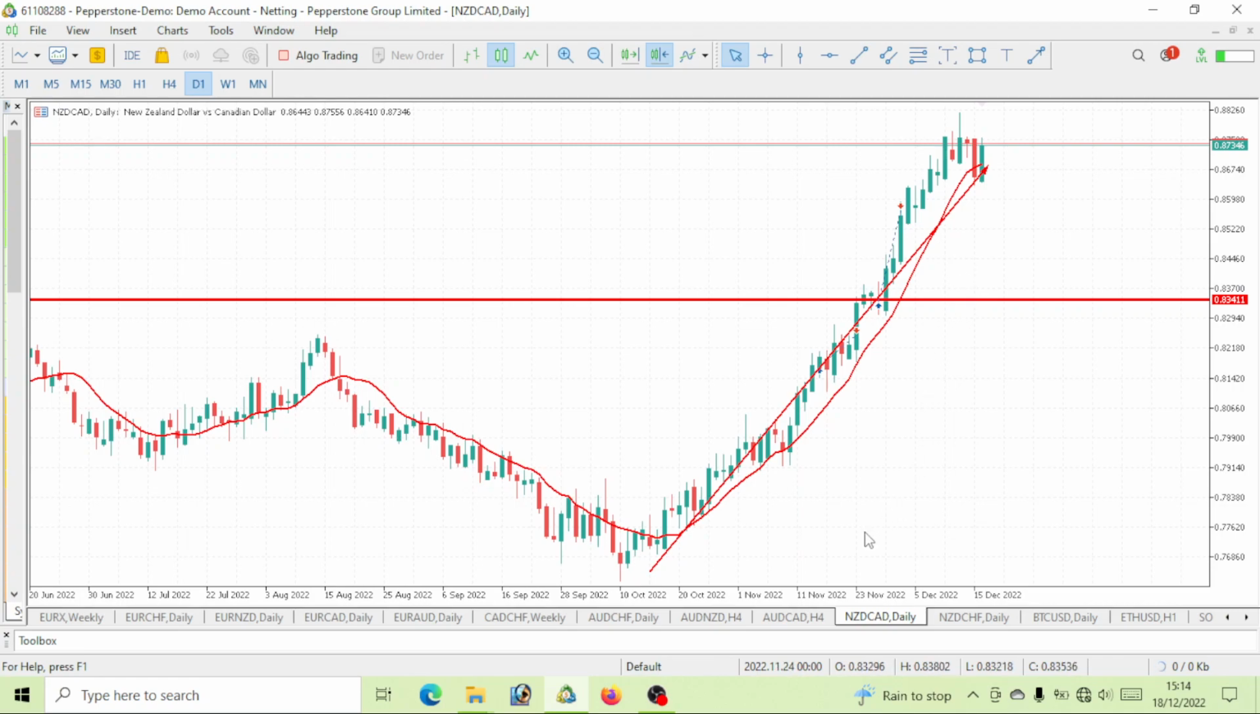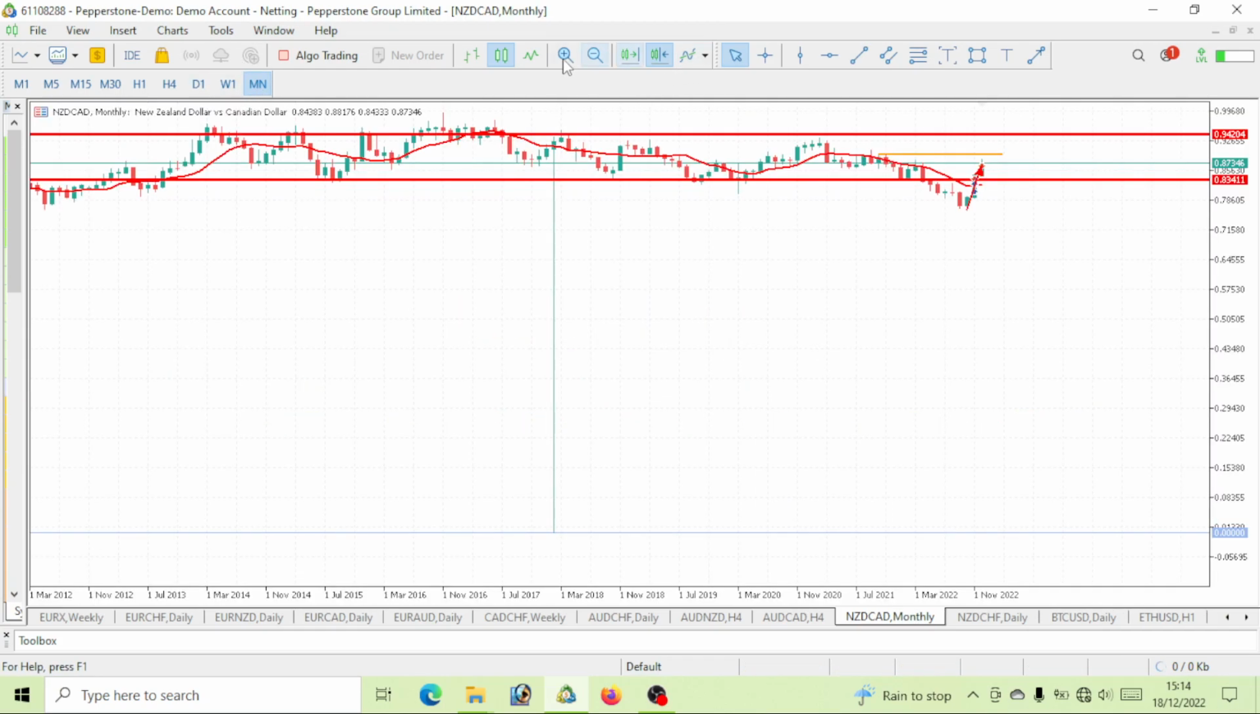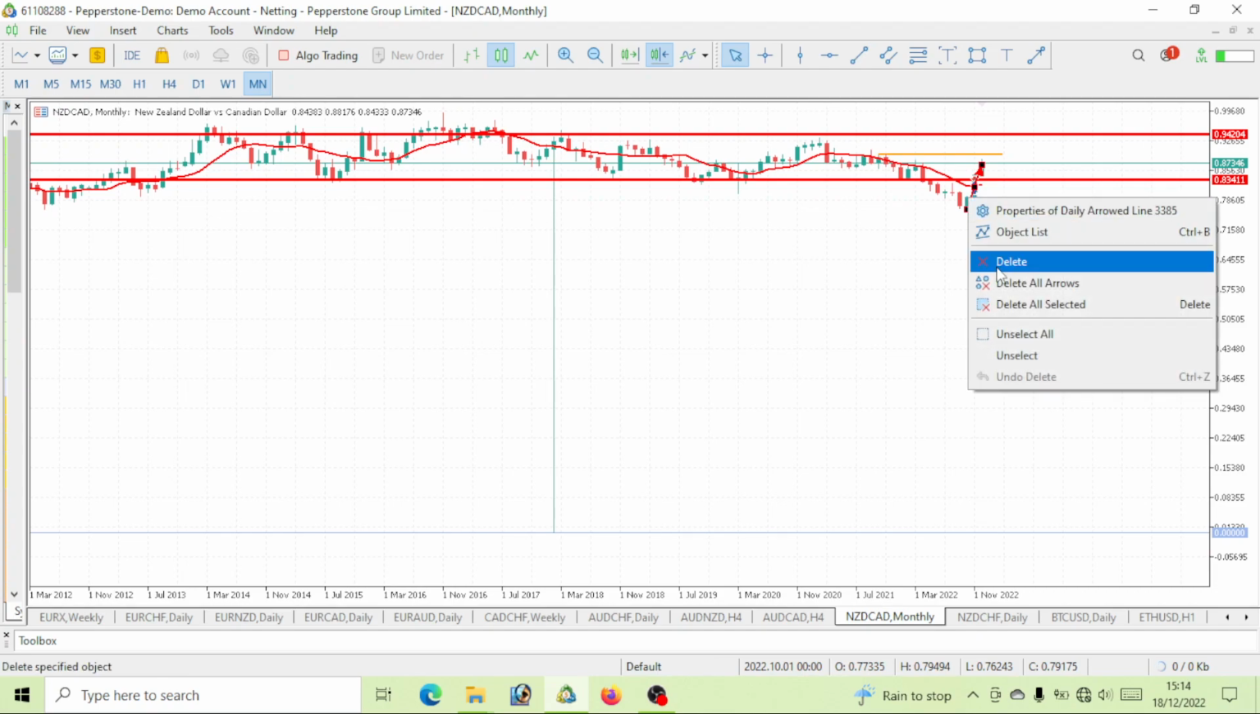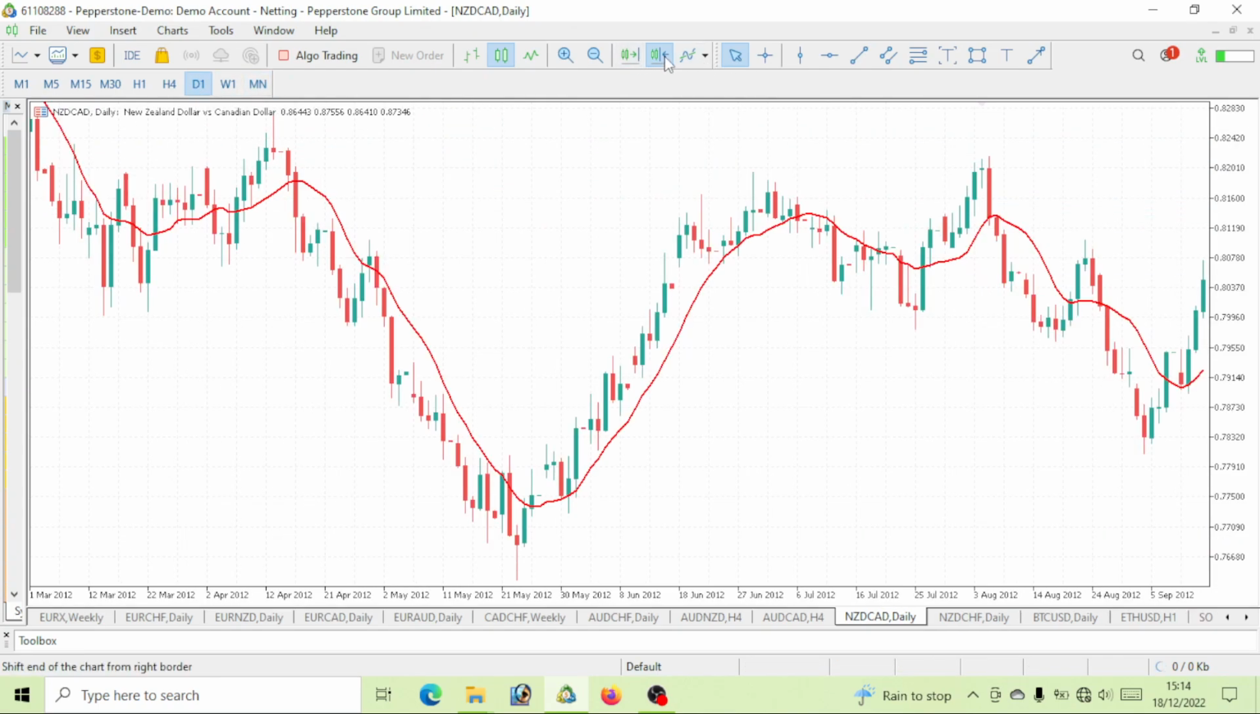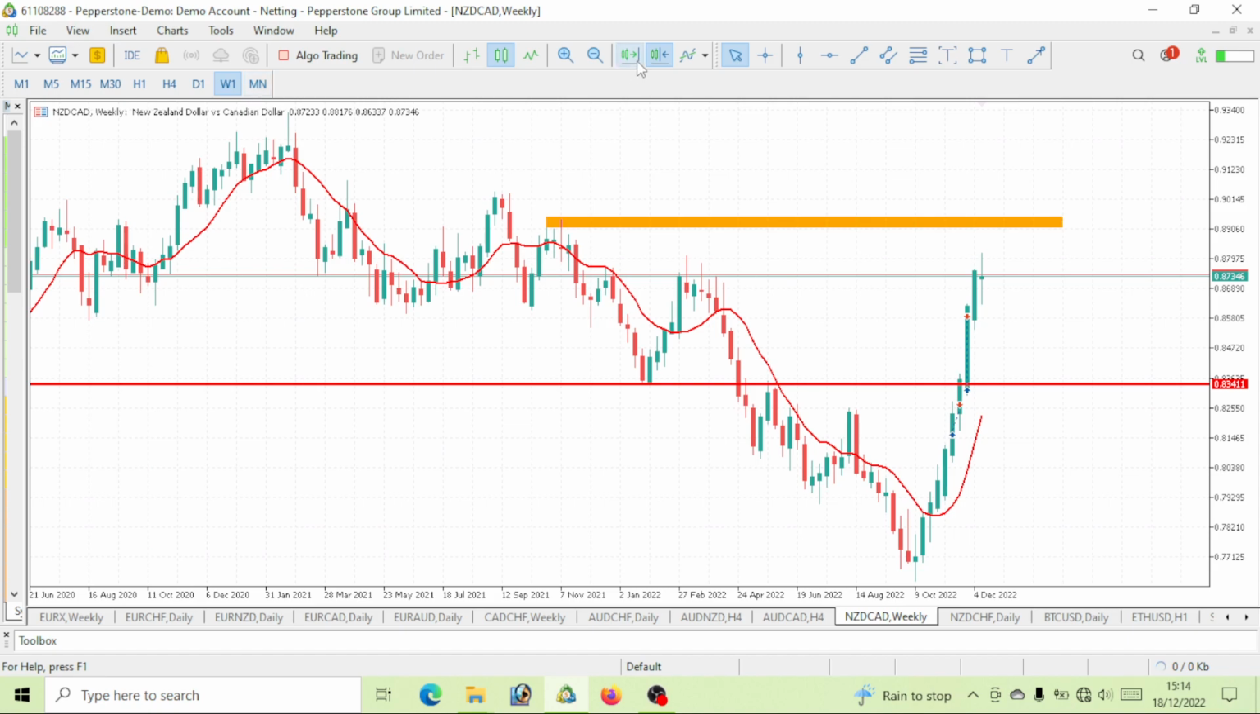So let's take a look at New Zealand dollar to Swiss franc for this week. We all know that there's a movement being made on this New Zealand dollar pair, right? That we are having a bullish move. And we also did analysis on this movement.